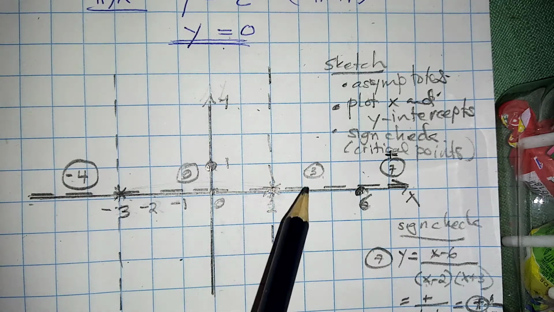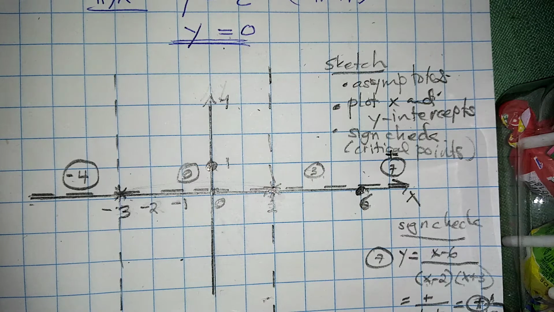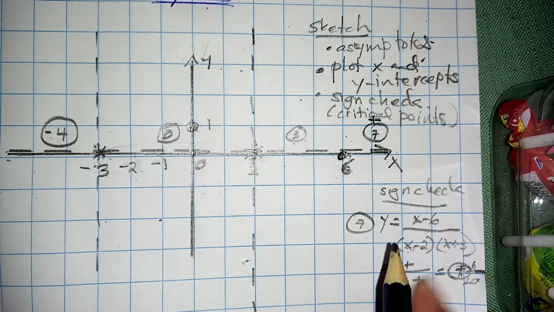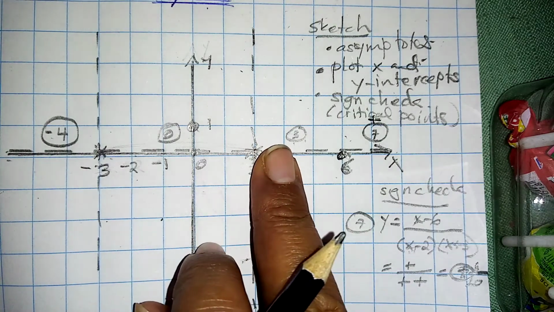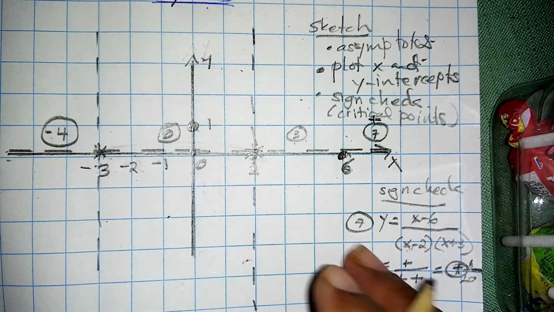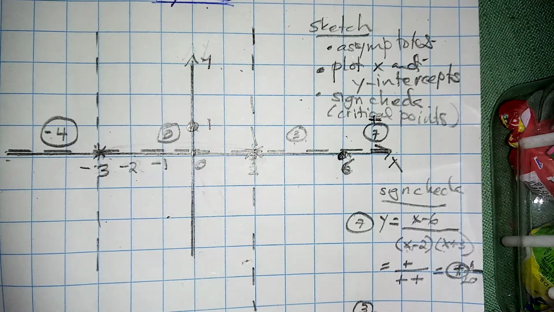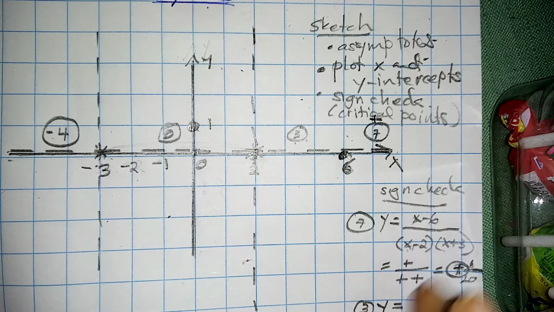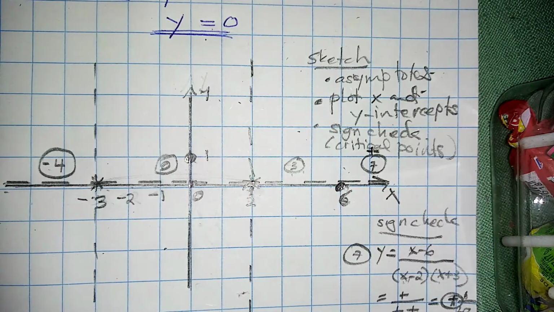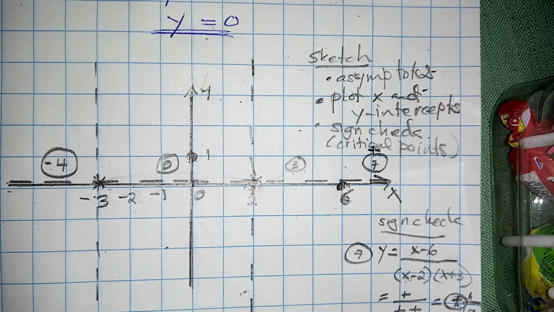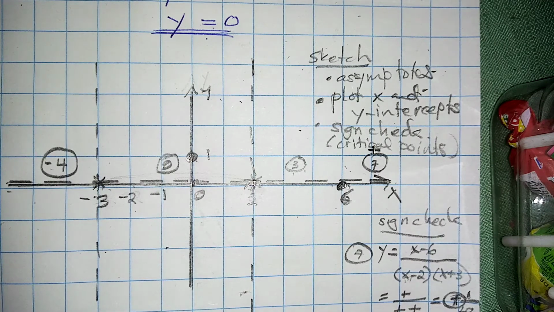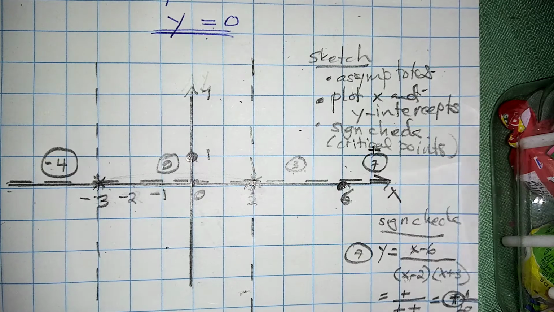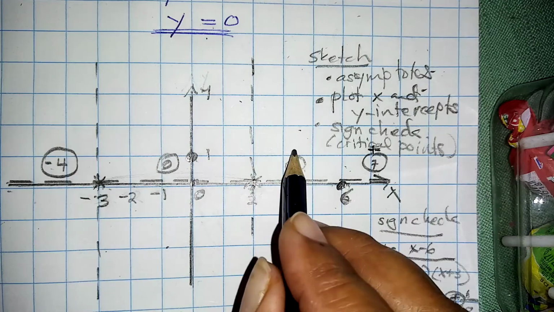Now I'm going to sign check 3. Where shall I do it? Same thing. Take 3, put it in. If I take 3 and sign check, let me see, 3 minus 6 is negative, 3 minus 2 is positive, 3 times 3 plus 3 is positive, so my answer will be negative. So I'll put a negative sign here.